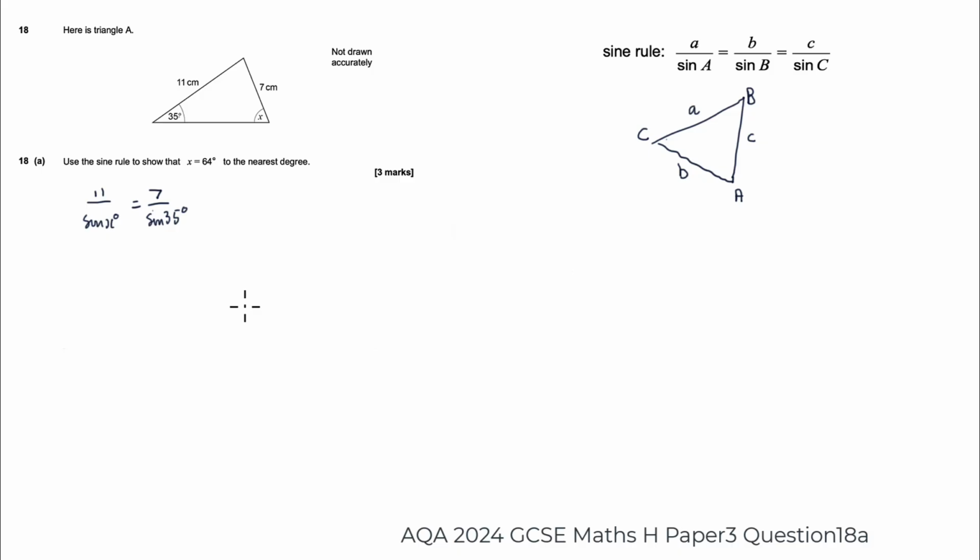Now, I can do a bit of rearranging here. If I multiply both sides by sine 35 and then multiply both sides by sine x, I'm going to end up with no fractions. So I'll get 11 sine 35 equals 7 sine x. And my final move would be to divide both sides by 7 to get sine x on its own. So that's 11 sine 35 over 7.